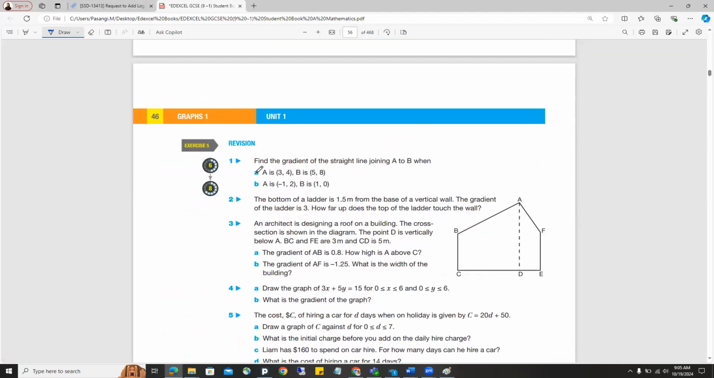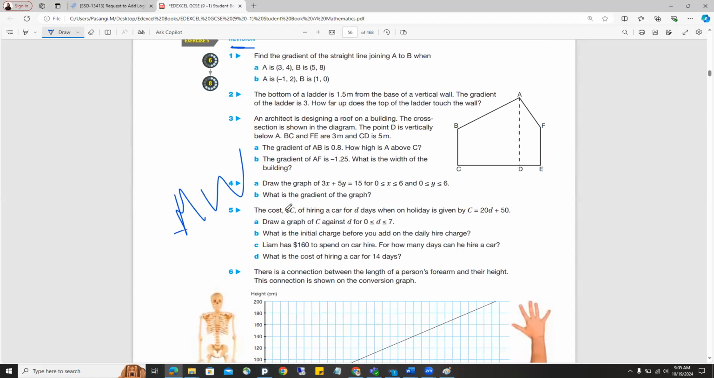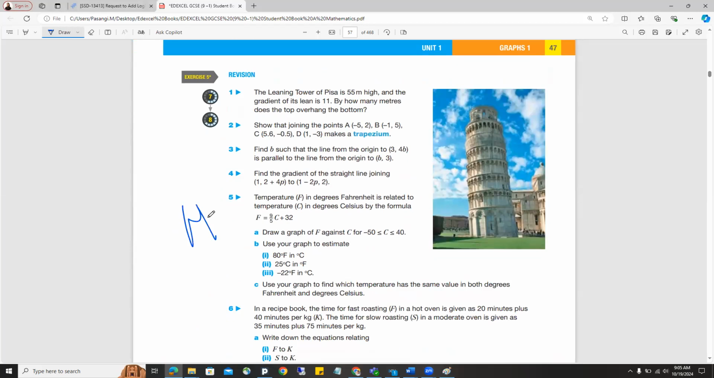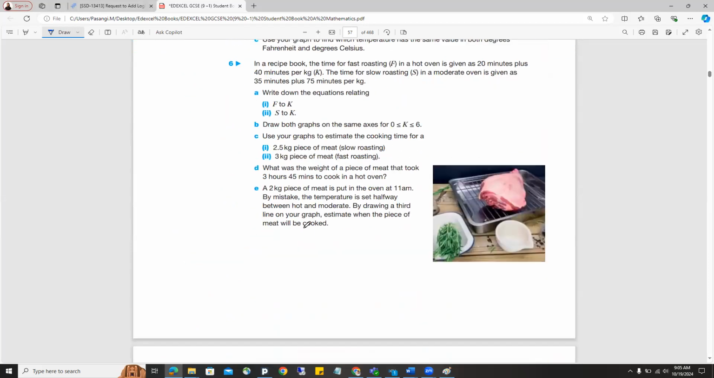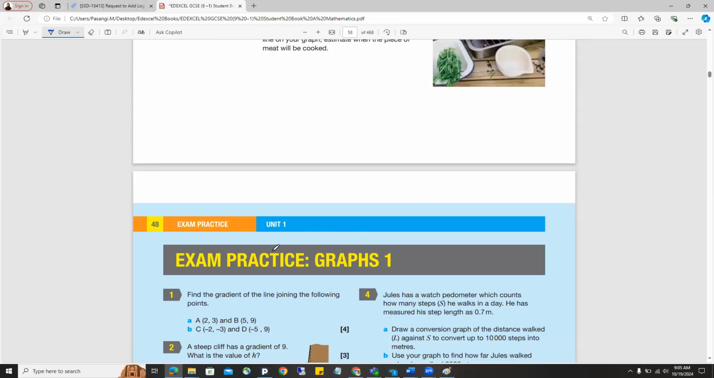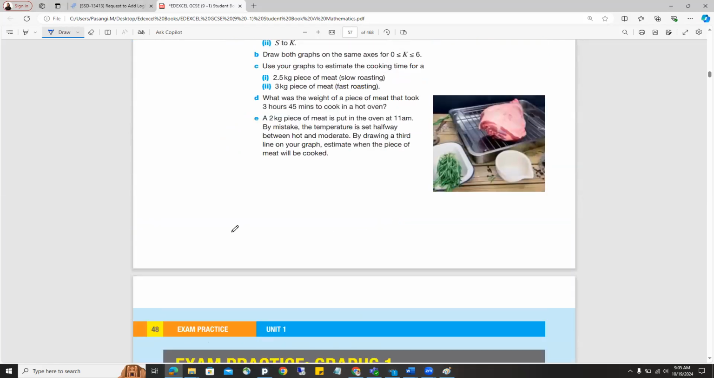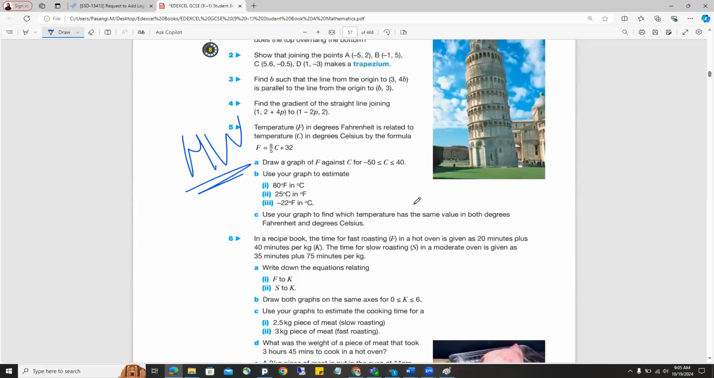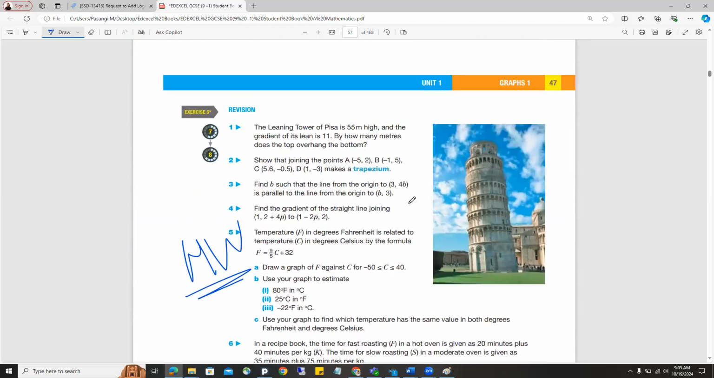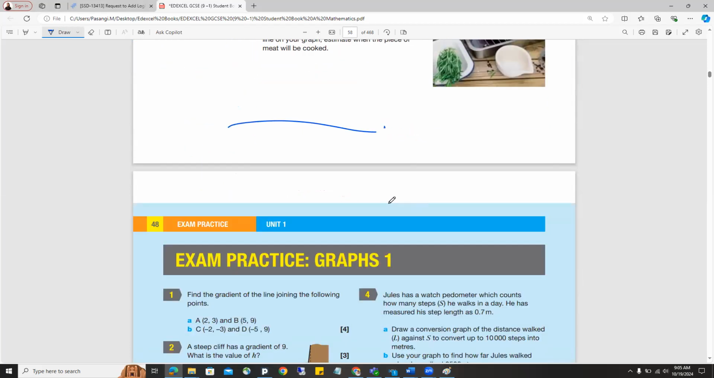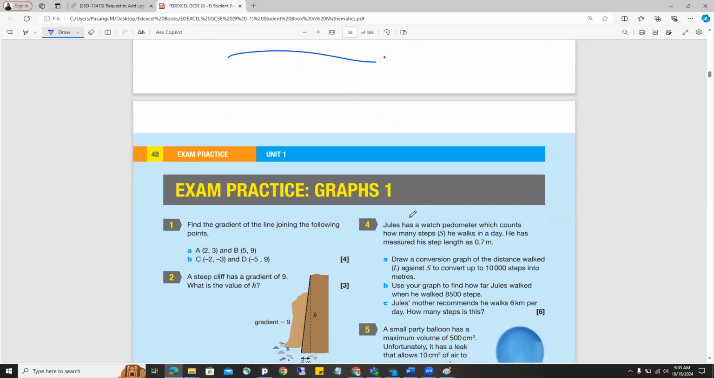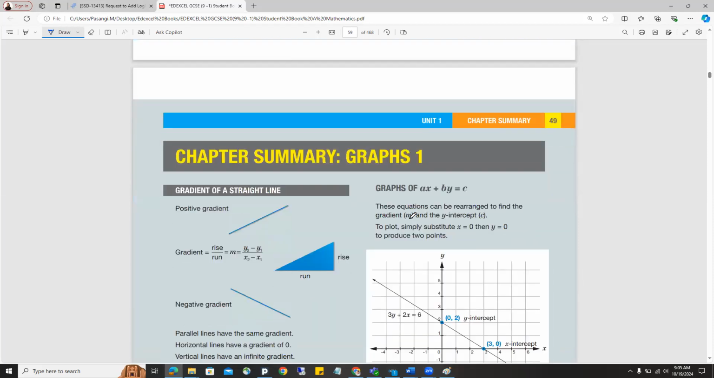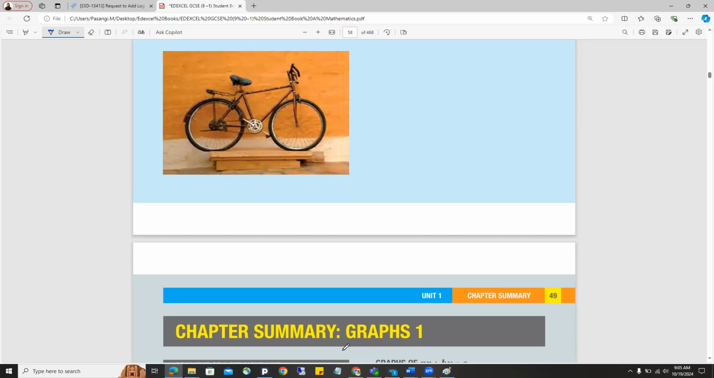That means we are done with the graphs part as well. Here you have the revision, so you have to do the revision also. But don't do the exam practice questions. Just do all the exercises up until the revision. For the previous ones, I'll mark them and give them to you. Exam practice questions we'll do together.